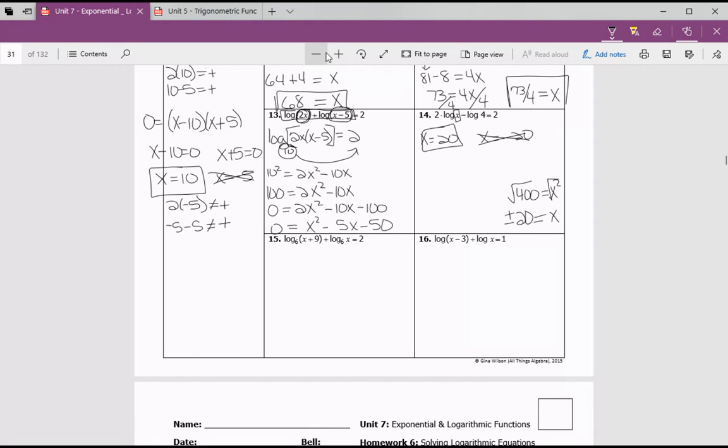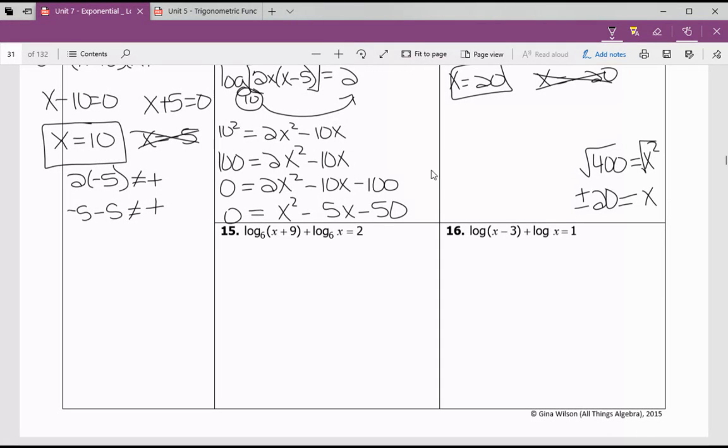So for examples 15 and 16, I do not have a power property that I have to do, but I do have a log base 6 plus a log base 6, which means I am going to pull those together with multiplication. So log base 6 of x plus 9 times x is going to equal 2. So I'm going to take 6 squared, grab your base, grab your exponent, set it equal to those numbers. So that would be x squared plus 9x. I went ahead and took this and distributed it.